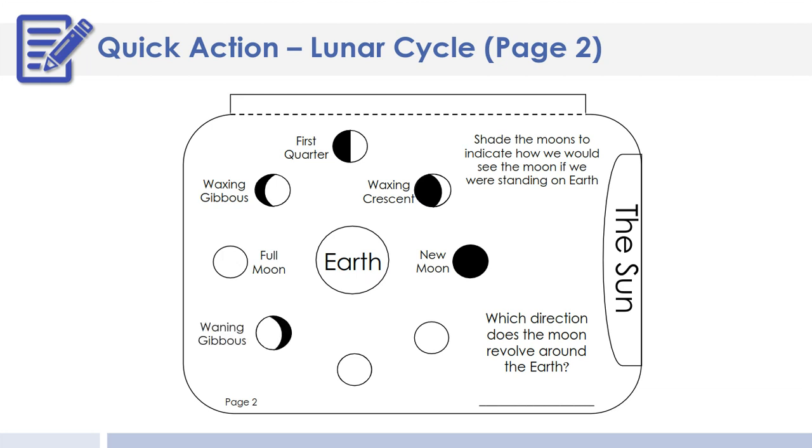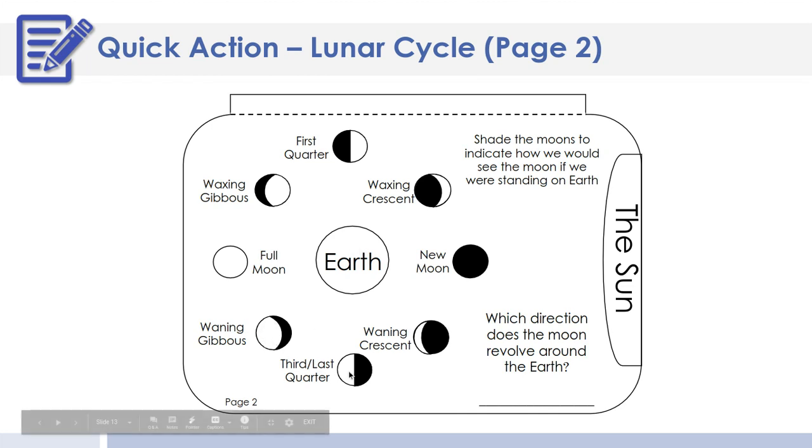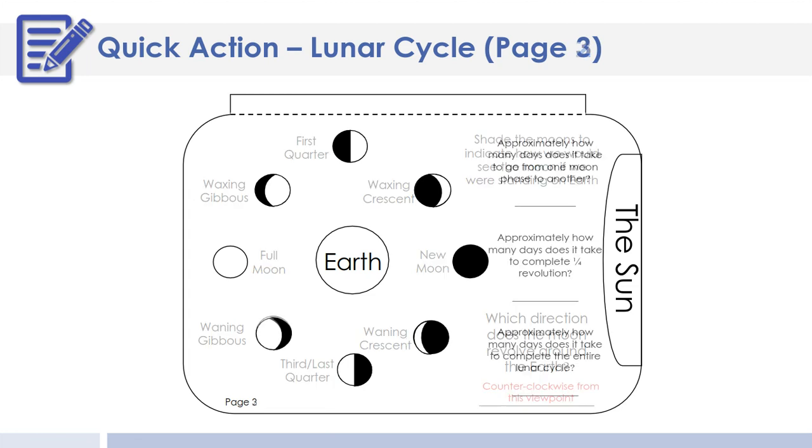And then as we continue to go around from a full moon back to a new moon, so we have our waning gibbous, our third or last quarter, and waning crescent. So remember that the light on the left is starting to decrease as we work our way back to a new moon. Now, which direction does the moon revolve around the Earth? I said this earlier, but we move counterclockwise from this viewpoint. It's counterclockwise.